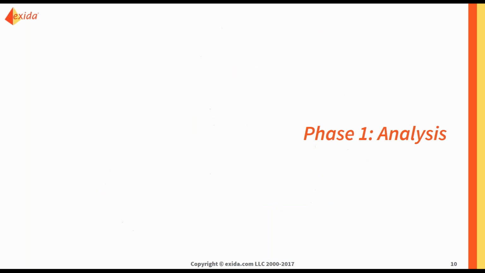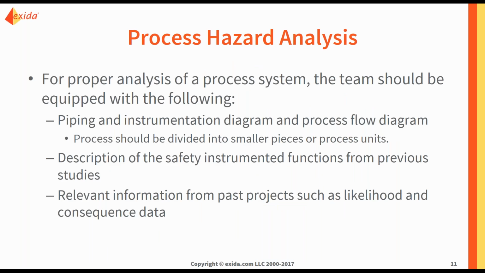From here, I can begin with phase 1. We want to start with the process hazard analysis. To do a proper analysis of your process system, you want to be equipped with the right information. That includes your piping and instrumentation diagram and/or process flow diagram.